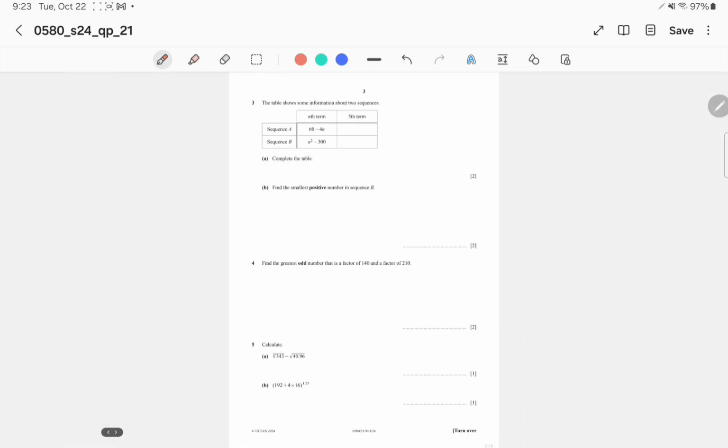Okay, next question, number 3. The table shows the information about two sequences. Sequence A is 60 minus 4n, and find the fifth term. First one I will complete. So for the fifth term, n is equal to 5. So 60 minus 4 times 5. So it is 60 minus 20. It is 40. Okay, here the first answer is 40.